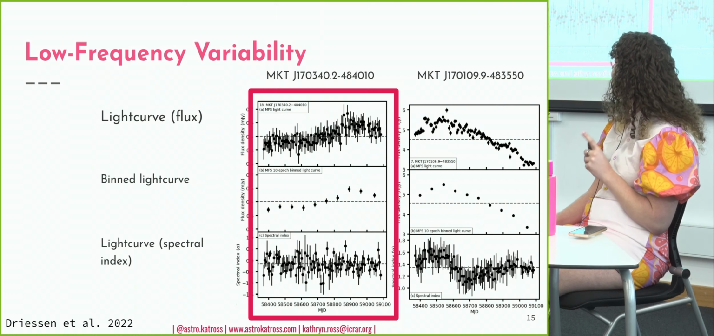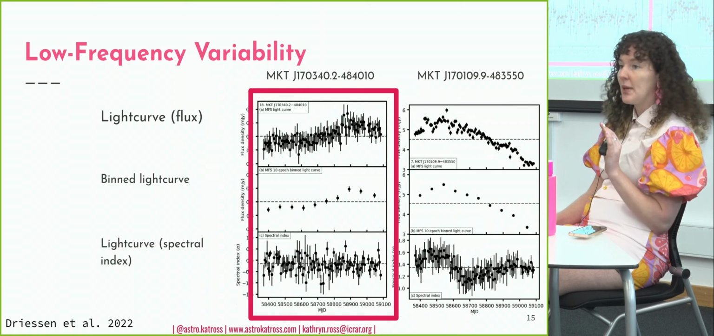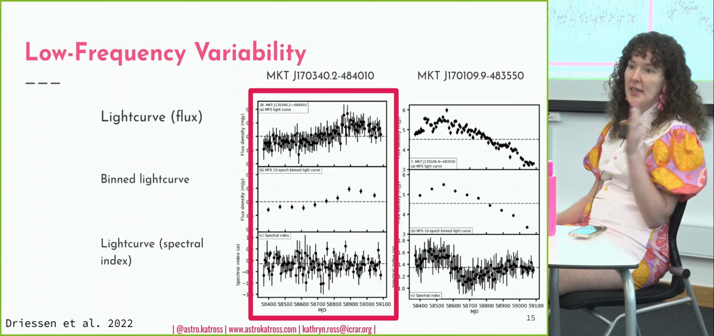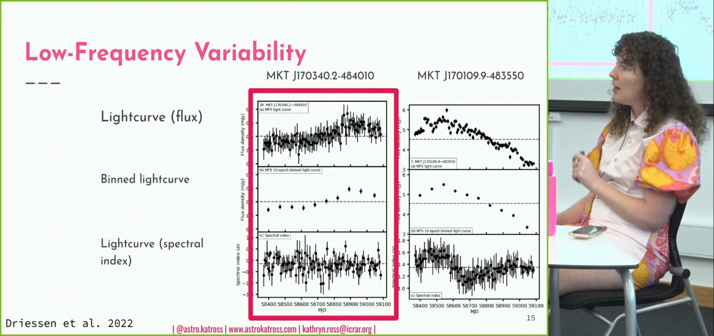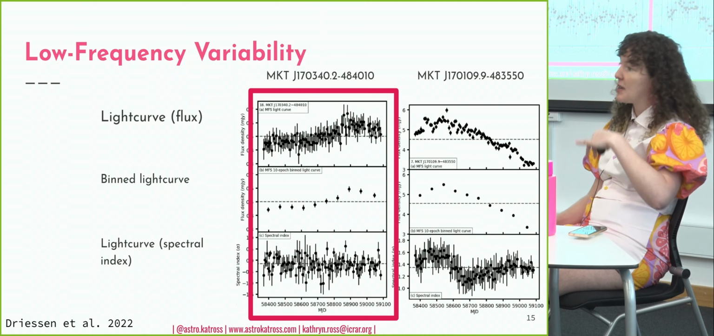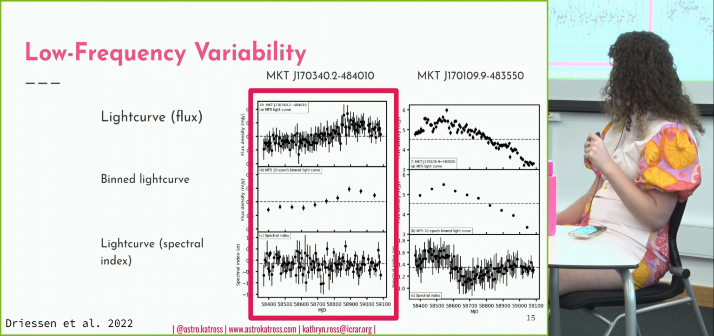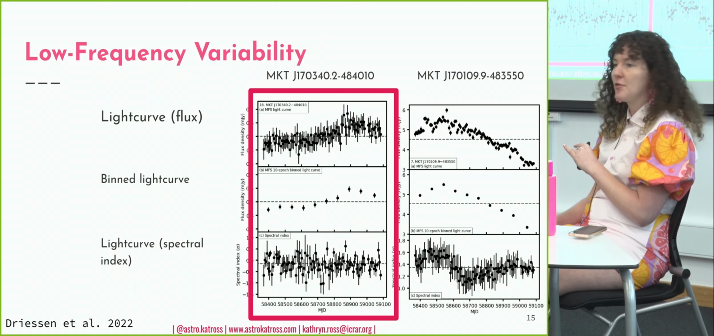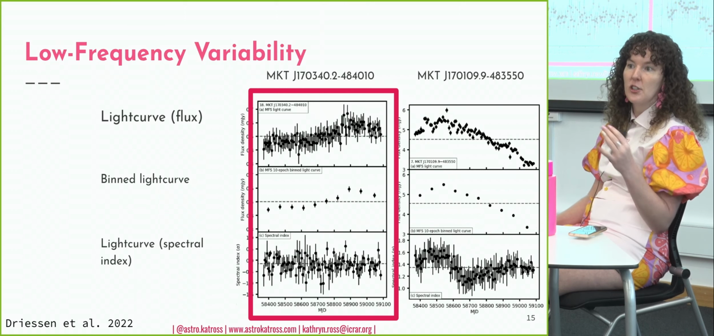They had incredible temporal coverage, and they also had spectral coverage. If we look at this one on the left first, the top plot is just the raw light curve. The middle one is binned, so you can see the variability a little clearer. The bottom one is the variability in the spectra, so changes in the spectral index. You can see it's varying very much in the light curve, but the spectral information isn't really doing very much. There's just a lot of scatter.